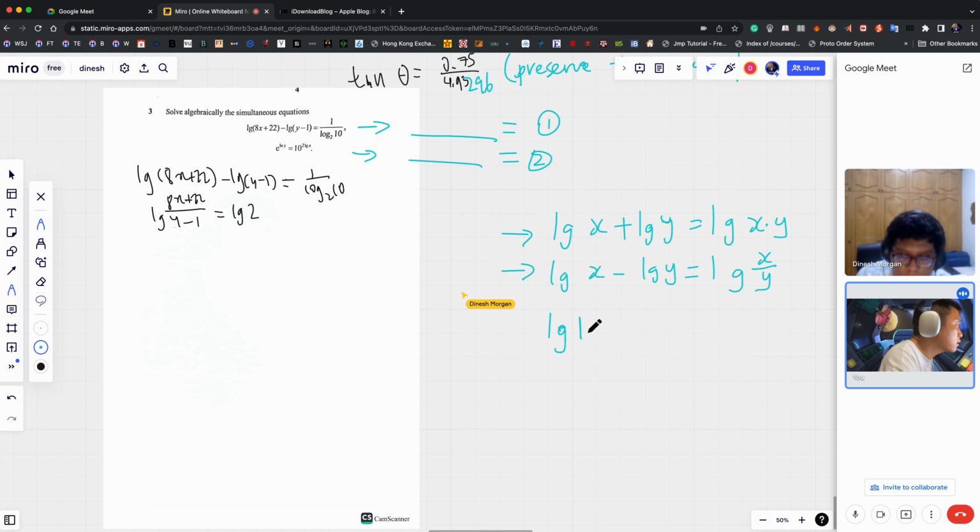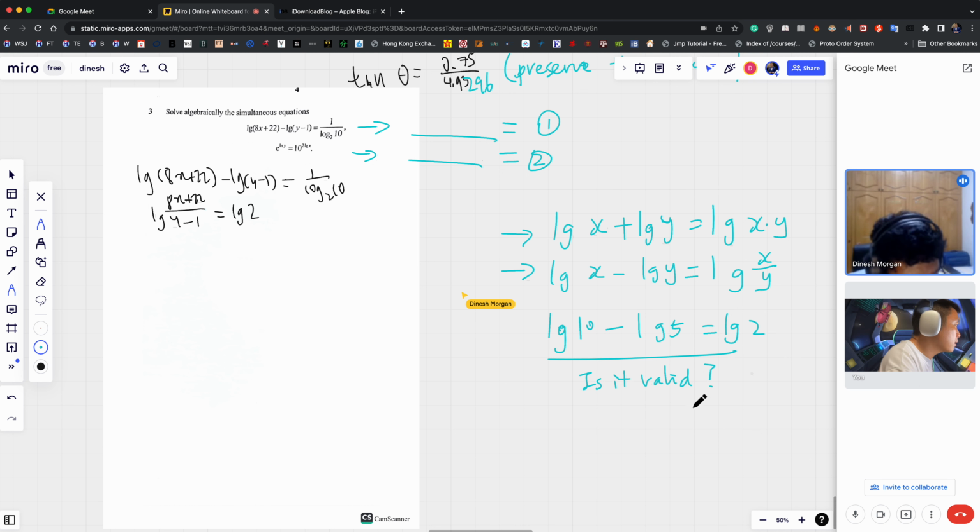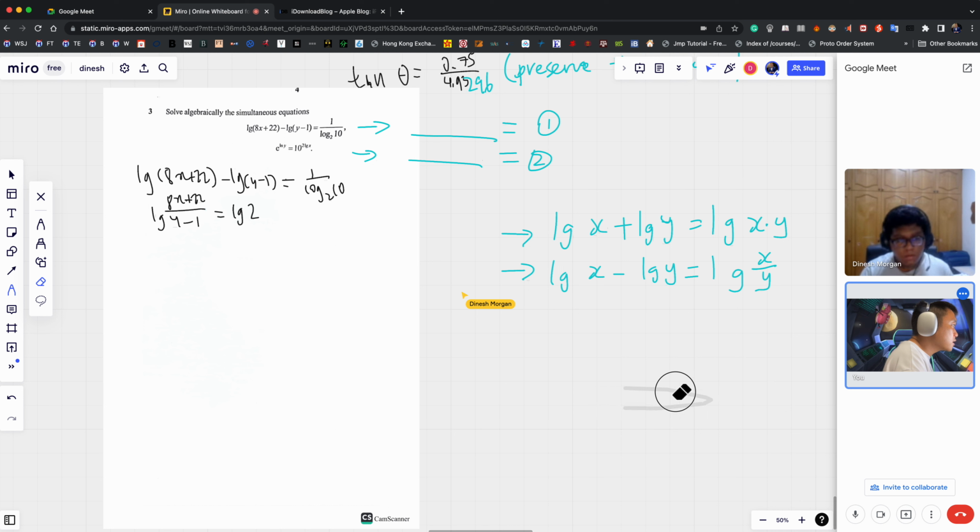What do I mean by that? You just give yourself log 10 minus log 5. See if you can get log 10 over 5, which is 2. See if this is valid. Can you help me check? Minus log 5, it's good to write it down. Yeah, it's the same. Okay, good. So therefore our formulas, that means I remember the formulas correctly. So these two are the formulas.